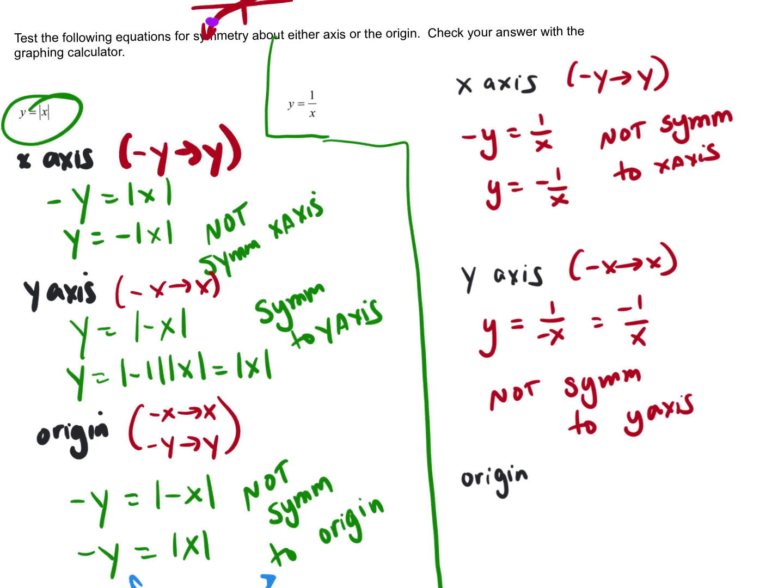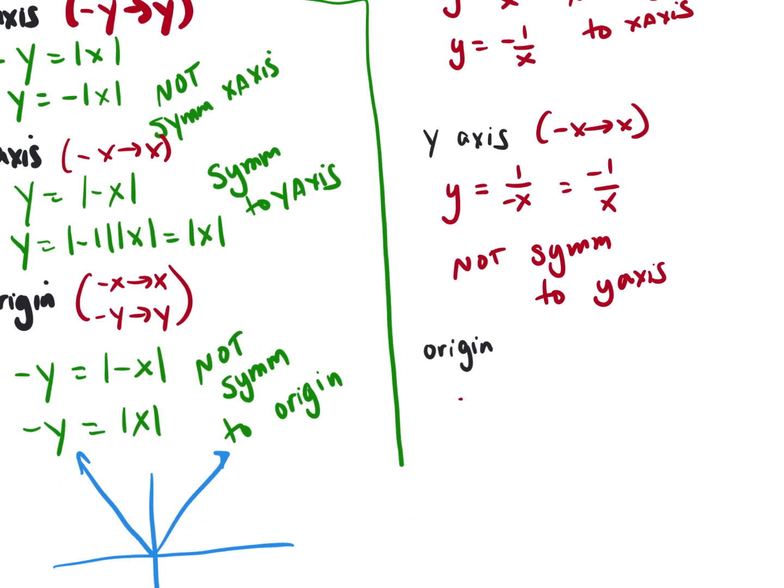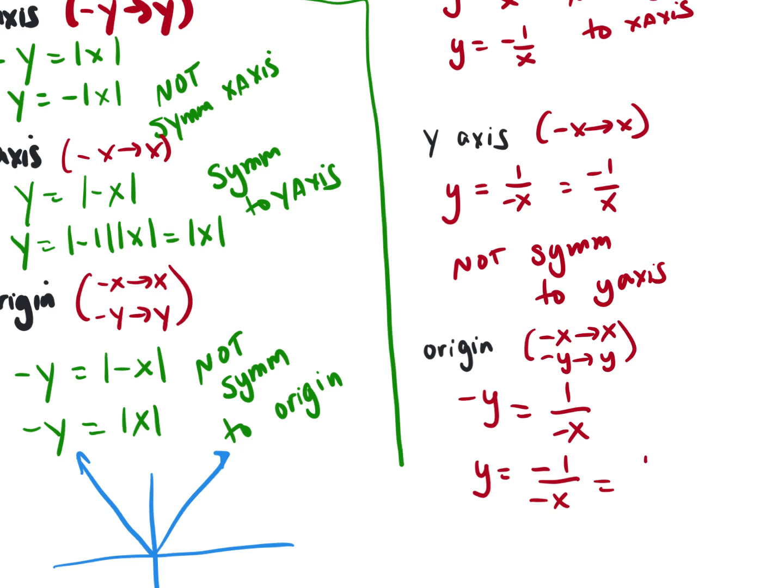Finally, we have the origin. Same idea: negative x in for x and negative y in for y. So negative y equals 1 over negative x. The nice thing now is that if I multiply both sides by negative 1, I get negative 1 over negative x, which is 1 over x. So that one's good. So this is symmetric to the origin. It'll show that rotation.